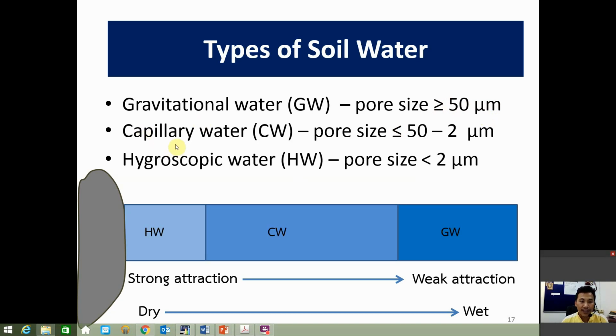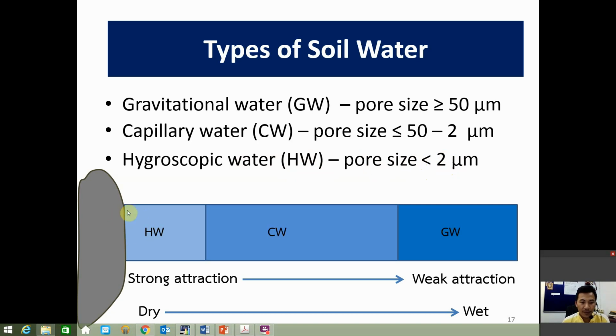The second one is the capillary water, which is contained in pores ranging from 2 micrometers up to below 50 micrometers, right in the middle. And the last one is the hygroscopic water, or HW here, the water that stays in the really tiny pores. Basically, the size of the pore itself is smaller than 2 micrometers.